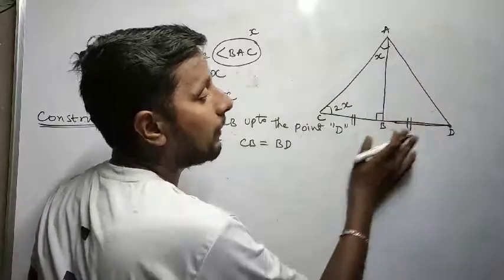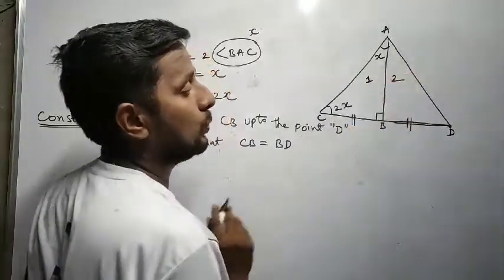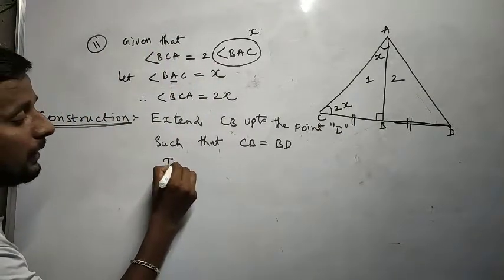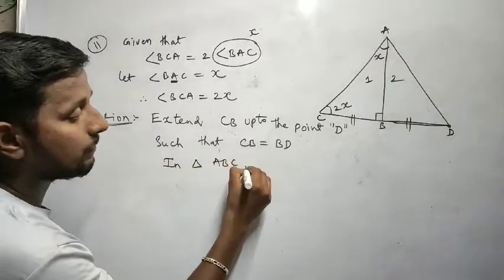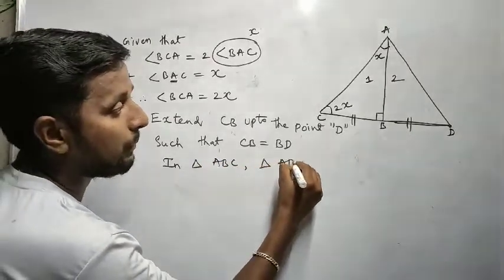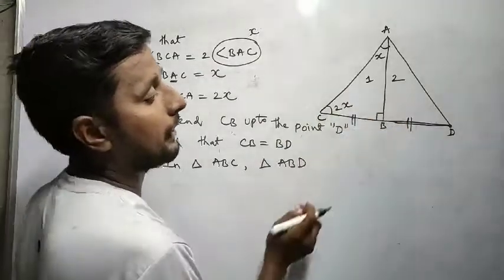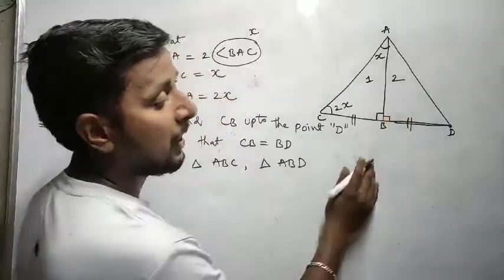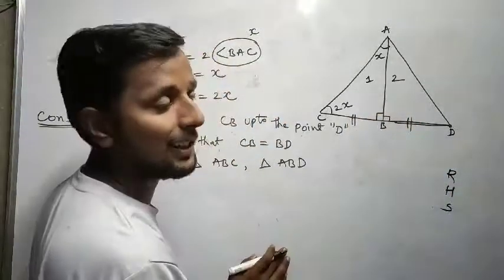After joining here, we got two triangles, triangle 1 and triangle 2, correct? So now I'll compare triangle ABC and triangle ABD. Now I'm going to compare the triangles. You have a right angle, and look at the other side, also a right angle. If you want to use the RHS rule, because these are right angles, correct?